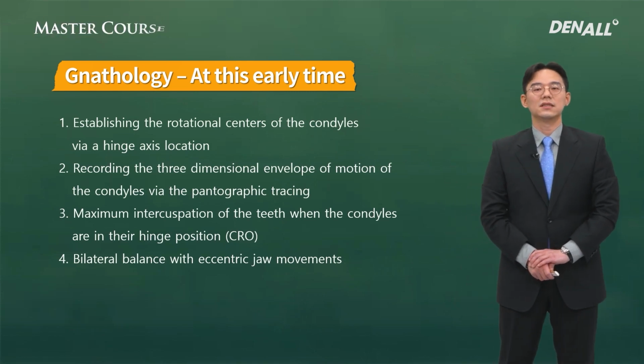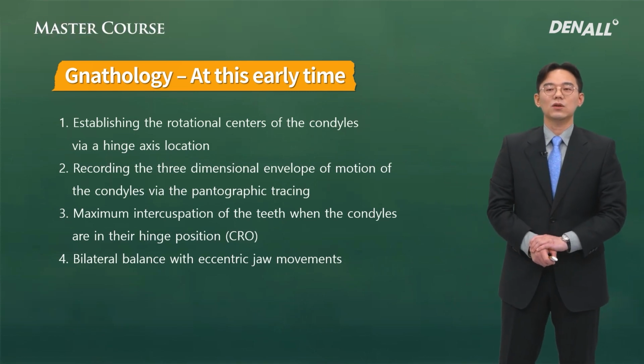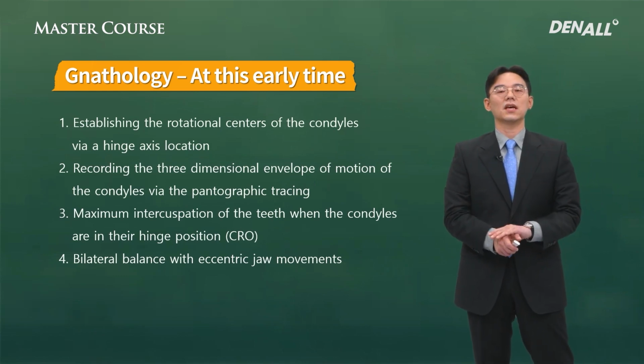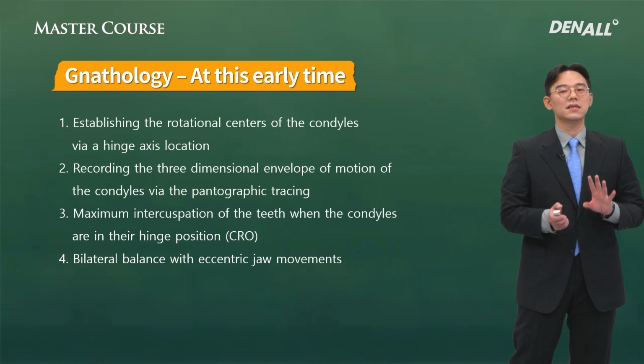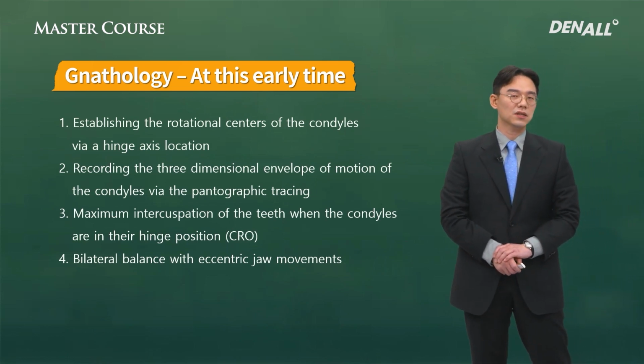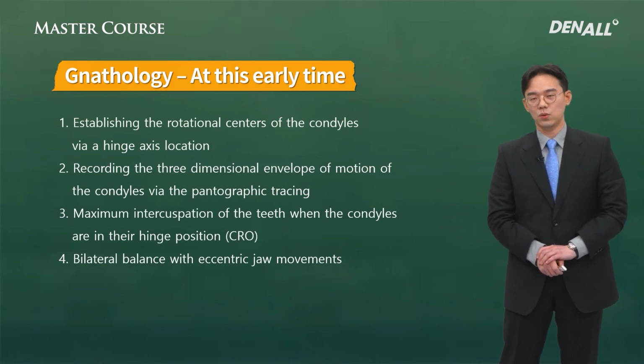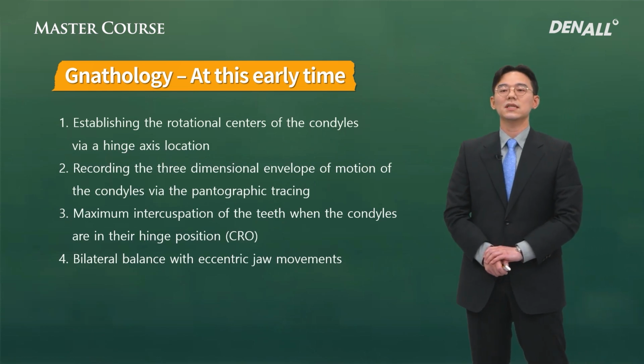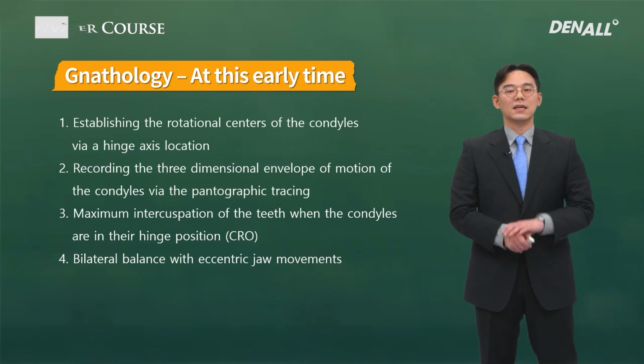The terms changed a little bit, but it said that when the condyles are in centric relation, CR, CO, the centric occlusion, is ideal, so that is named CRO. He also said bilateral balanced occlusion should be achieved with eccentric jaw movements.